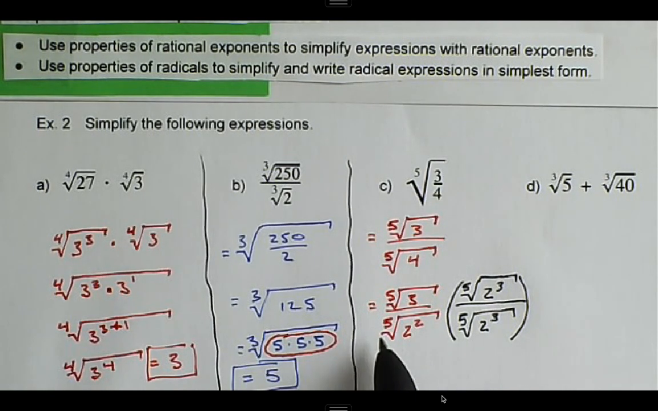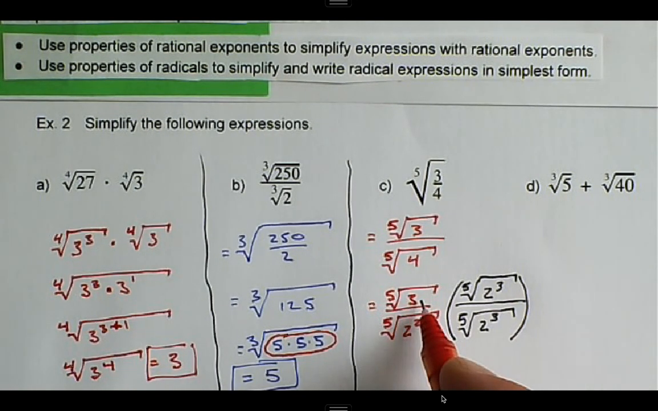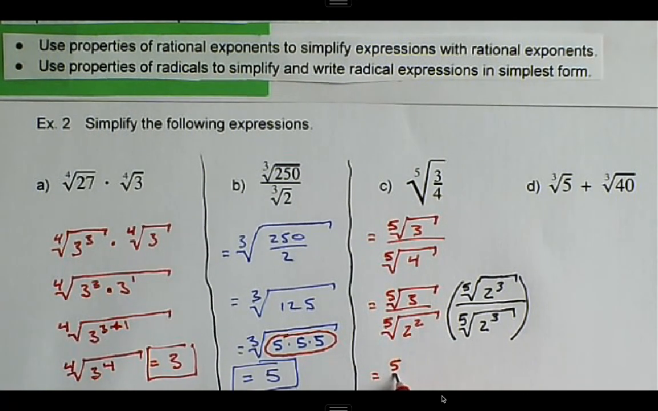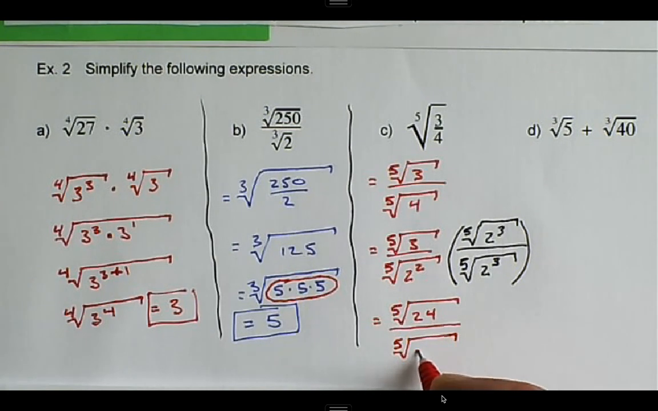So when we multiply this together, in the numerator, 2 to the third is 8. So 8 times 3 is 24. So then we get the fifth root of 24. And then in the denominator, well, the whole reason that we did this is so we can get 2 to the fifth. So the fifth root of 2 to the fifth.